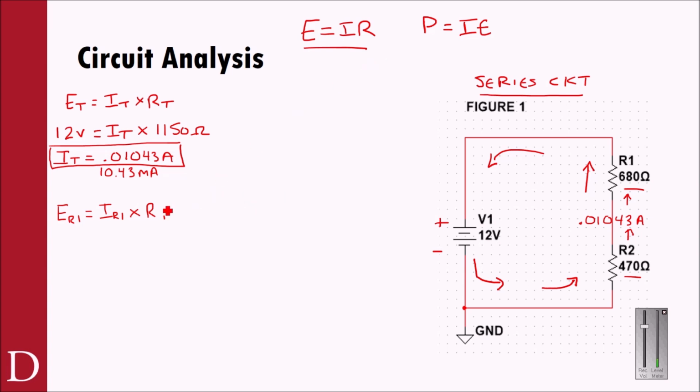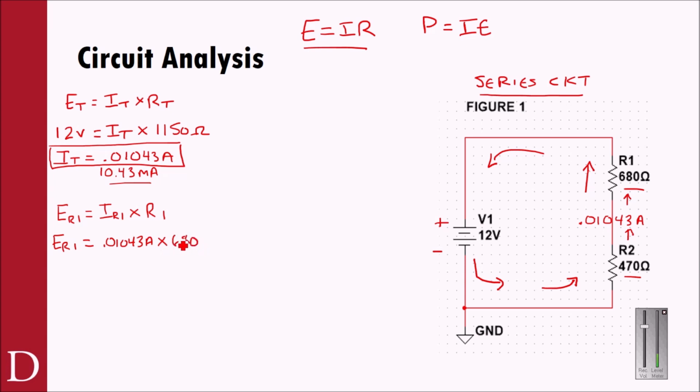In this case, I don't know the voltage of R1, so I'm going to leave this as my unknown, E of R1. But I do know that I of R1 is the same as the total current, which is the same as R2. So I of R1 is going to be 0.01043 amps, or again, probably milliamps is a better way to justify that, but we'll be okay with this, times R1, which is 680 ohms.